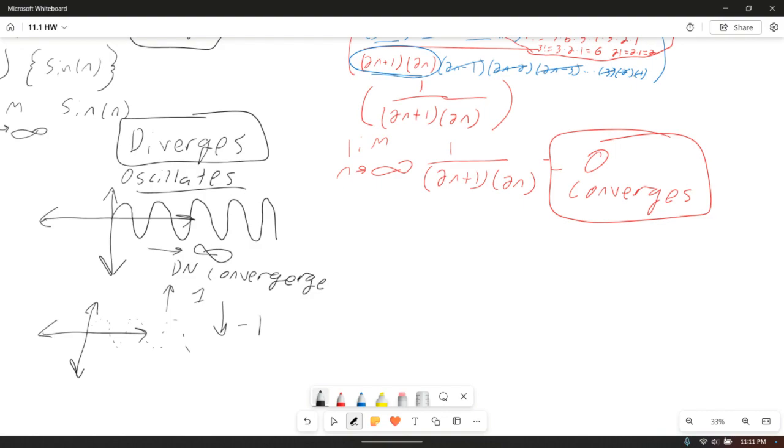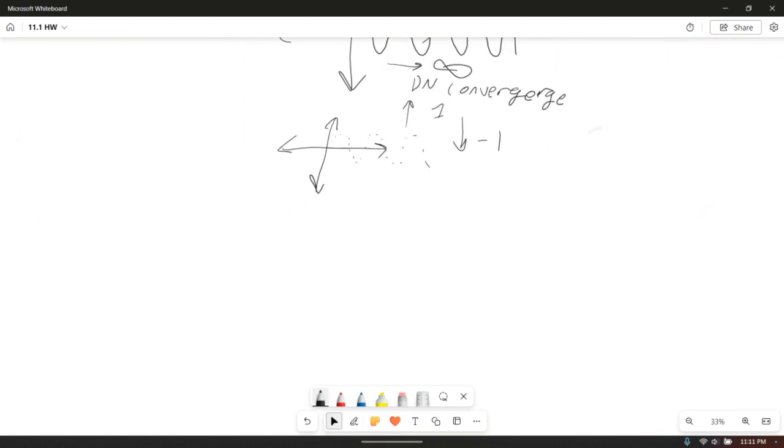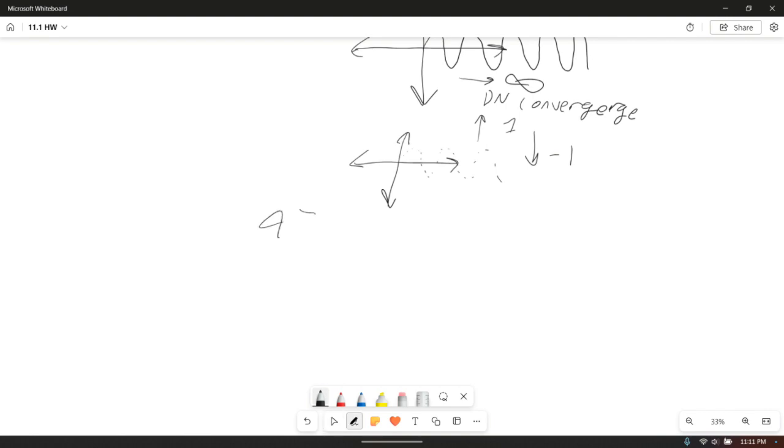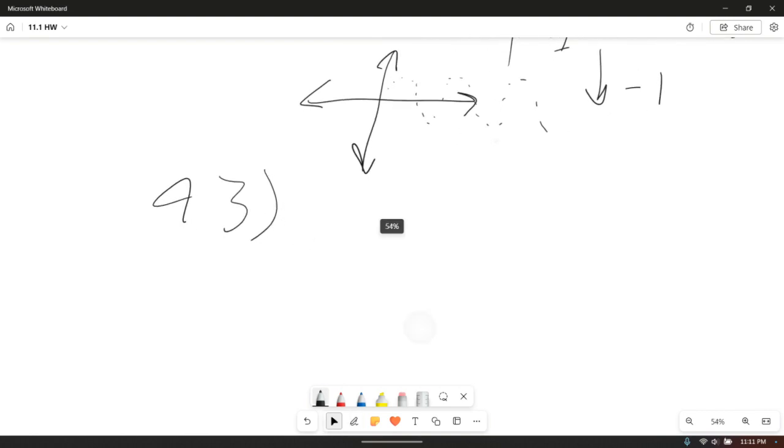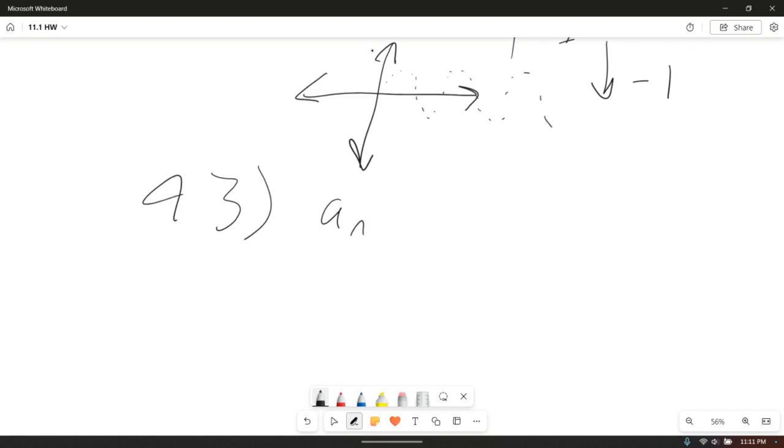41, it just uses L'Hopital's rule. So I'm not going to go over that one. It's not too tricky. Let's go over something that is a little bit trickier. Something that uses something we haven't seen before. 43. A sub n equals cosine squared of n over 2 to the nth power.